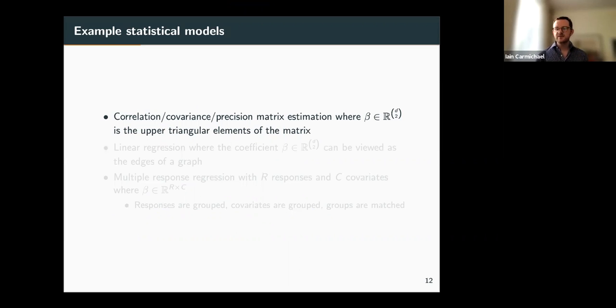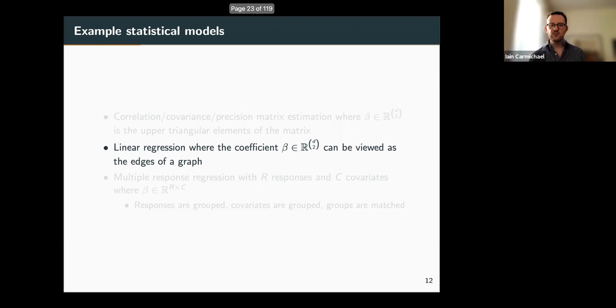So what are some example statistical models where this might come up? Of course, correlation or covariance matrix estimation is a very natural setting for this, at least in the Gaussian case, when we might think that we have groups of variables that are associated with each other, but independent across groups. Or maybe we're working with linear regression where our coefficient vector can be viewed as the edges of a graph.